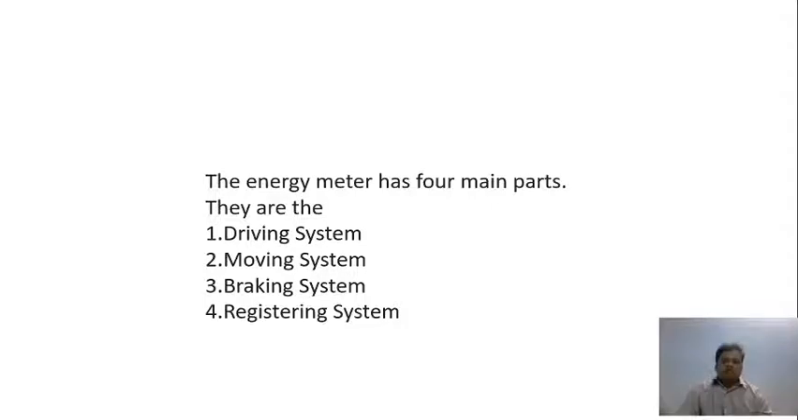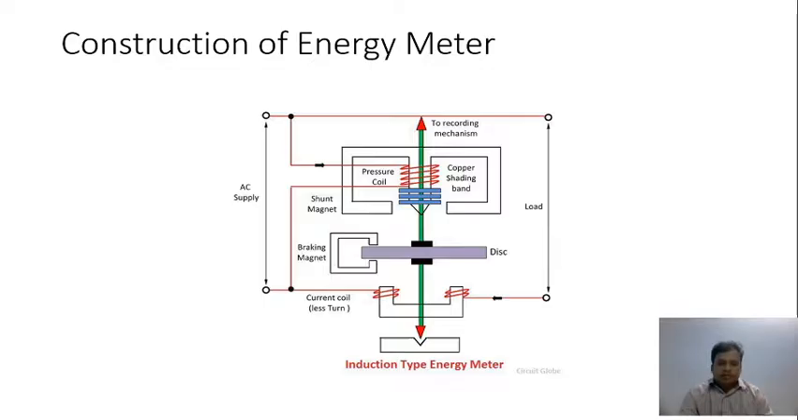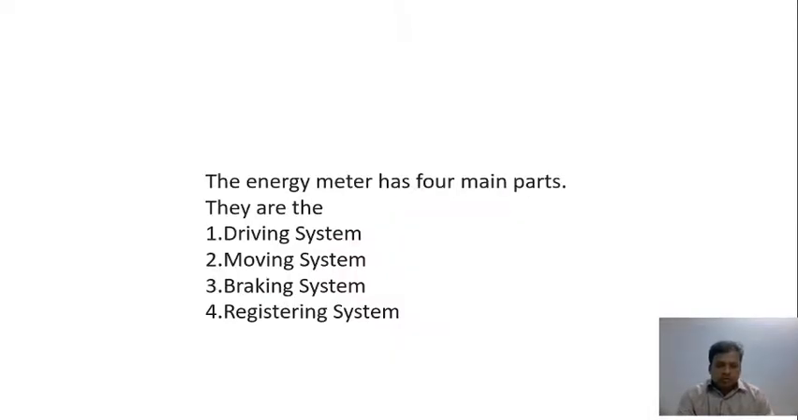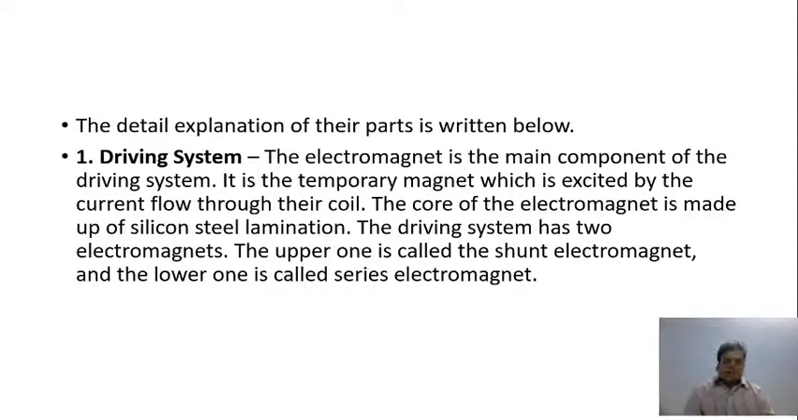The energy meter has four main parts: driving system, moving system, braking system and registering system. Detailed explanation of these parts is written below. Driving system. What is the driving system? The electromagnet is the main component of the driving system. It is a temporary magnet which is excited by the current flowing through its coil. The core of the electromagnet is made up of silicon steel laminations. The driving system has two electromagnets. The upper one is called the shunt electromagnet and the lower one is called the series electromagnet.